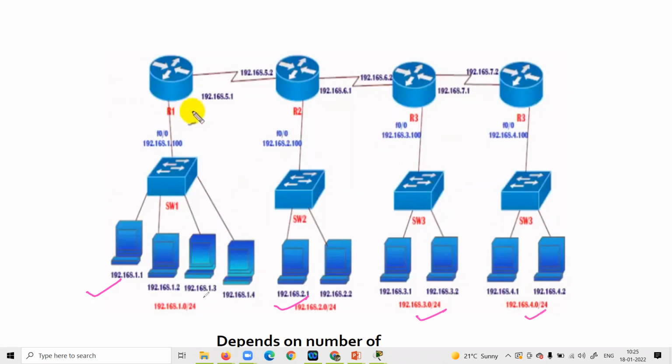Now just check the network address of this one. See, 192.168.1.0, 192.168.2.0, 192.168.3.0, 192.168.4.0. So these are 4 different networks. Network 1, see, this is now the network ID, right? Network ID 2, network ID 3, network ID 4.